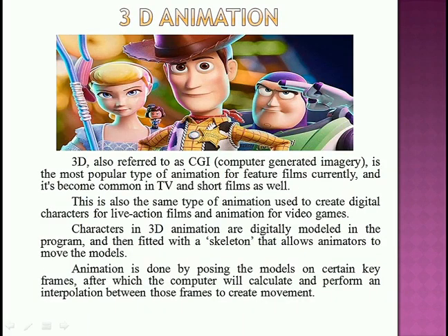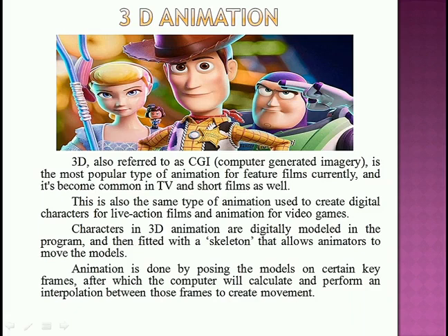3D animation. 3D is also referred to as CGI, computer generated imagery. This is the most popular type of animation for feature films currently, and it has become common in TV and short films as well. This is also the same type of animation used to create digital characters for live action films and animation for video games.